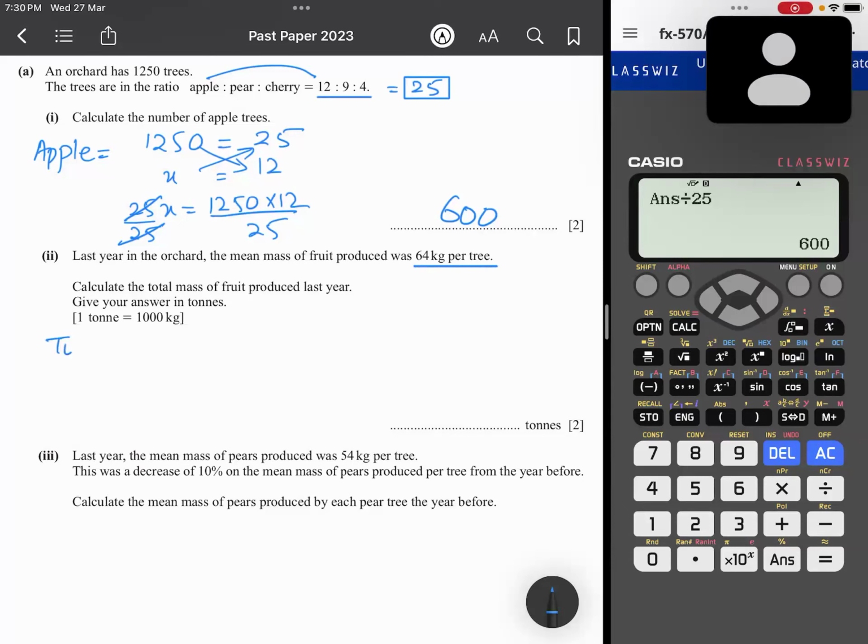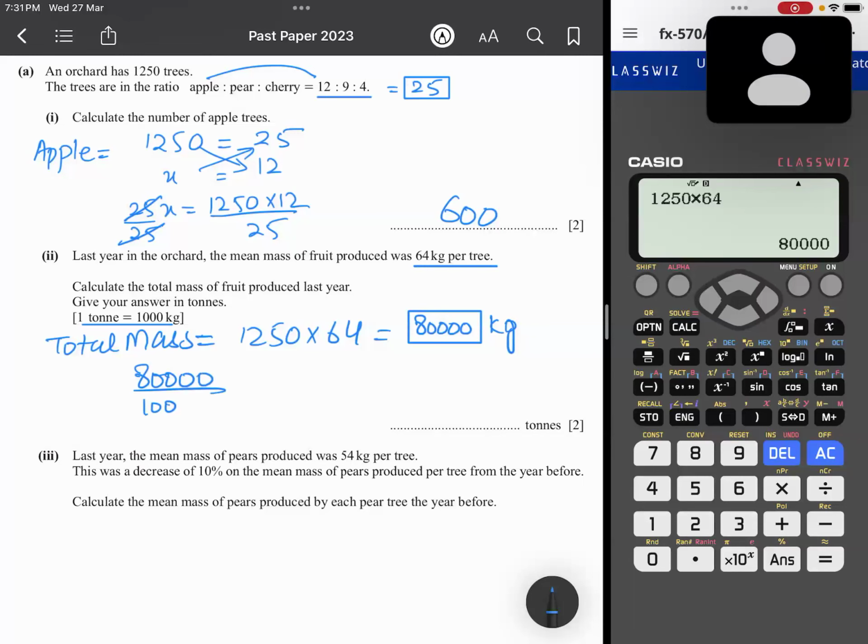So beta, total mass would be 1250 trees multiplied by 64 kg. Got it? So 1250 multiplied by 64 kg, that is 80,000 kg apples. Give your answer in tons. So they say that 1 ton is 1000 kg. So 80,000 divided by 1000. So there are 80 tons of fruit generated last year. Is this clear, everybody, or not?